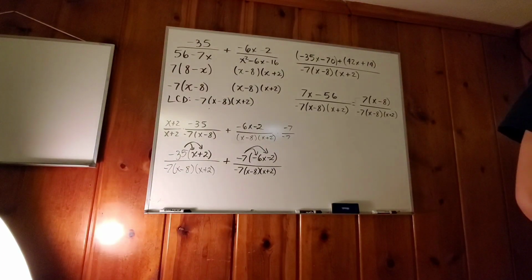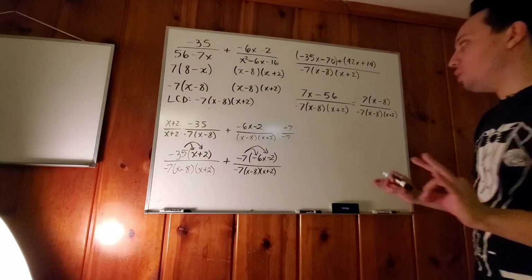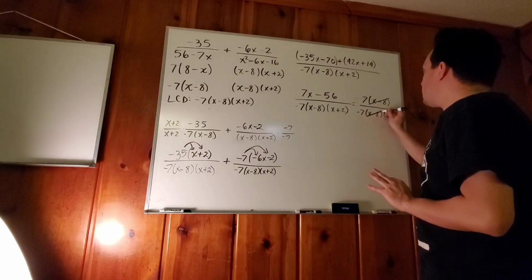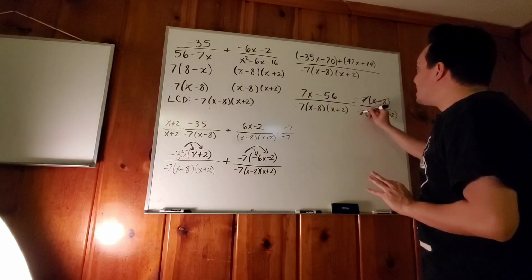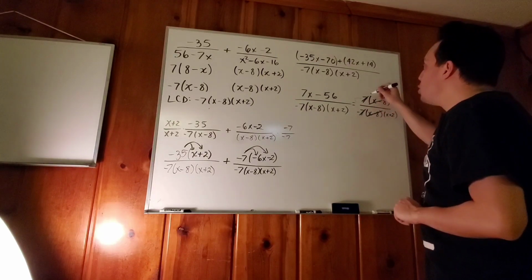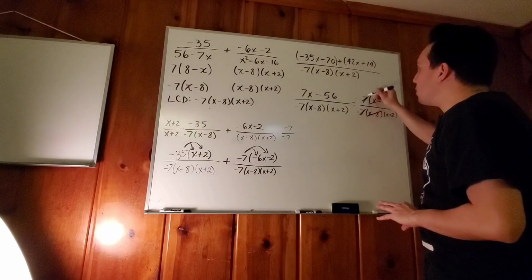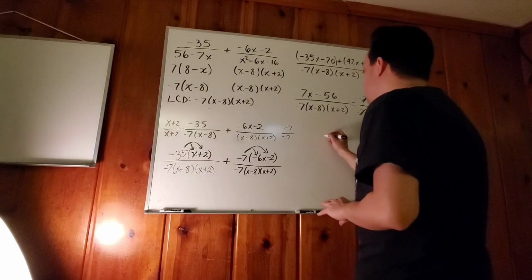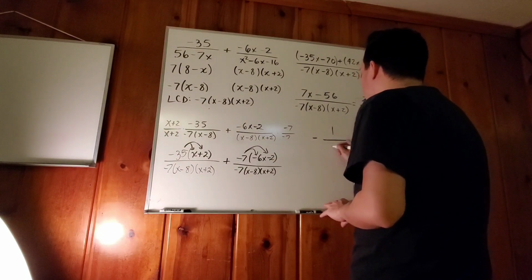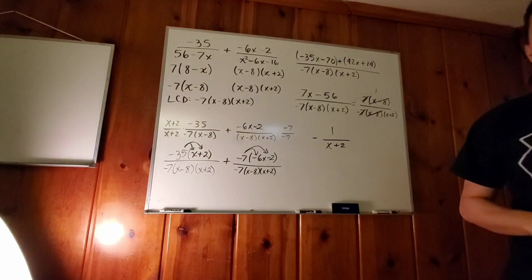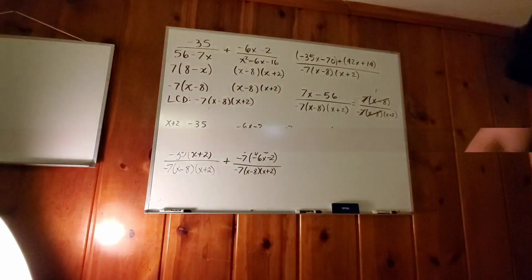So now what we're going to do is pay close attention. We're going to cancel out the x minus 8 and the x minus 8, and the 7 and the 7, but not the negative. The negative is going to stay there. So what happens in the numerator? Because 7 divided by 7 is 1, and x minus 8 divided by x minus 8 is 1, it is going to become 1. And so the answer is going to be negative 1 over x plus 2. That's what it's going to be. The answer is negative 1 over x plus 2.